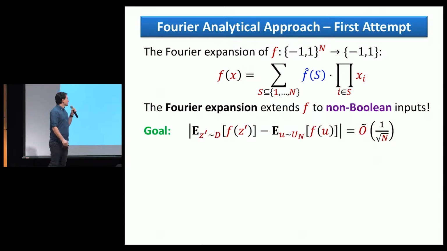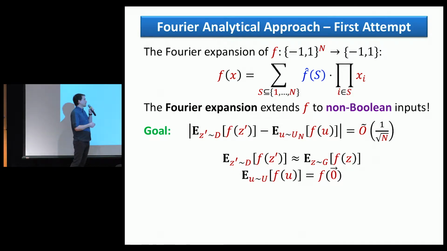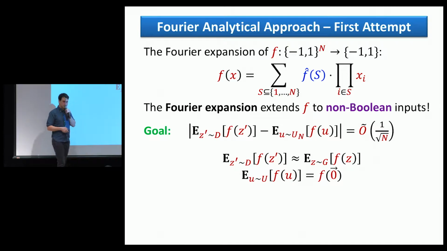Recall that our goal was to show that the expectation of f under the correlation distribution is similar to the expectation of f under the uniform distribution. And I claim two things. First, that the expectation under this discrete correlation distribution is very similar to the expectation under the Gaussian distribution. And also that the expectation under the uniform distribution is exactly the value of this multilinear extension on the all zeros input.